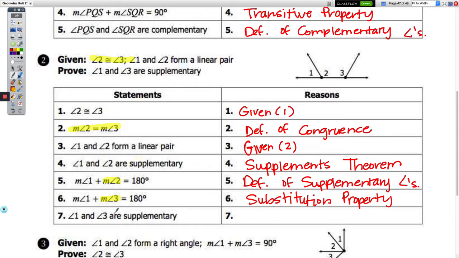Number 7 says that angle 1 and angle 3 are supplementary if we know that the measure of angle 1 plus the measure of angle 3 equals 180 degrees. So that is, again, the definition of supplementary angles.